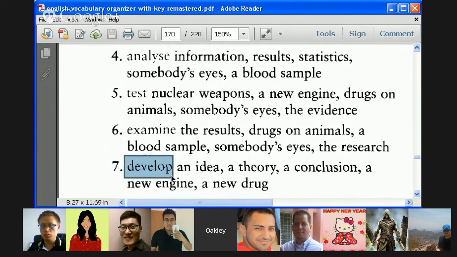All right, we're looking at collocations, using words to talk about science. So develop is a verb. Which nouns or noun phrases can we use? Which one of them is not common?